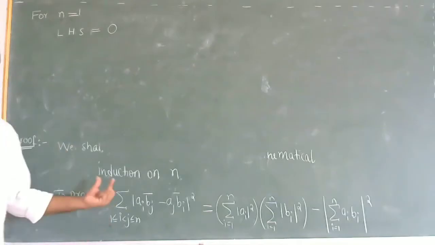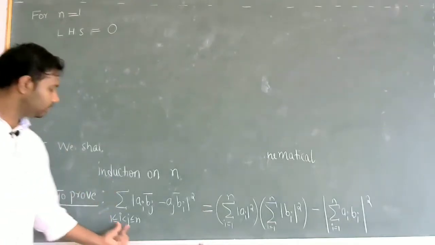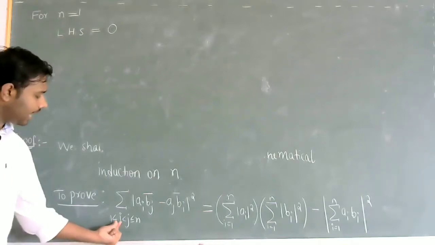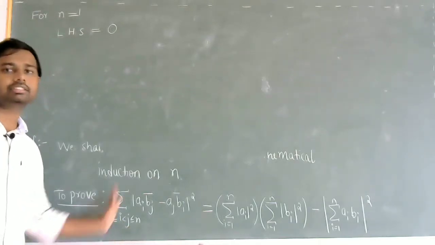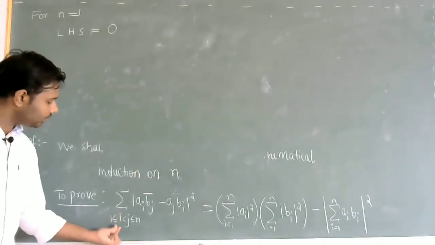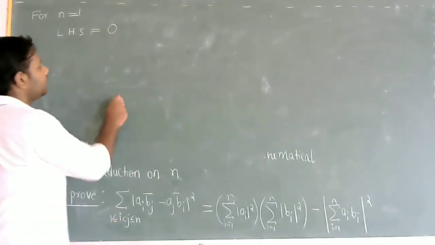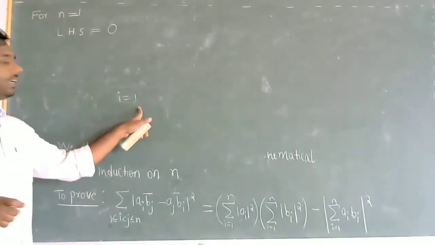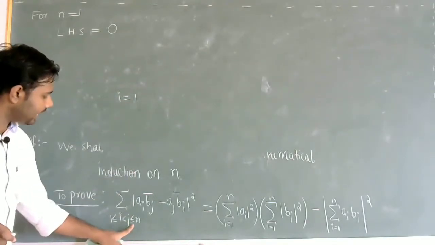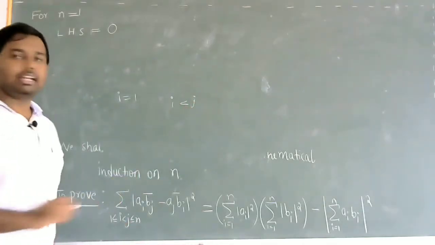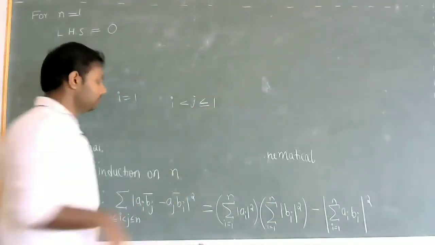So I think it is understood. So here the summation runs like this. For every i, j takes all values strictly greater than i. So i is greater than or equal to 1, so i can take the value 1. The minimum value is 1. So if i takes 1, then j has to be greater than i and less than or equal to n.